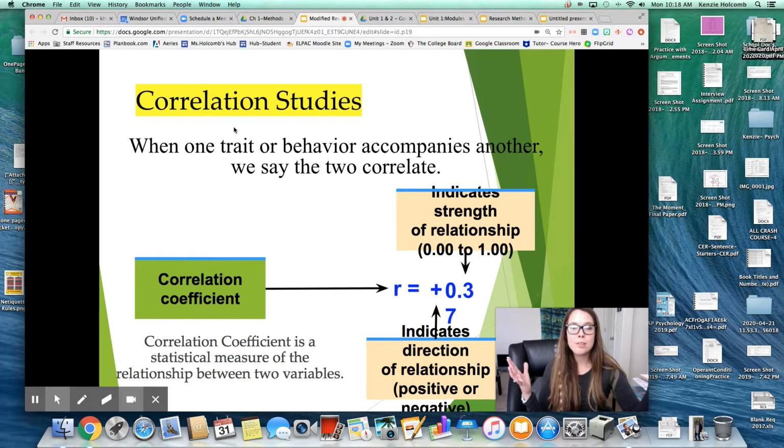So correlational studies are about how two things relate, right? So when one trait or behavior accompanies another, we say that they correlate or they have a relationship. If you want to say relationship instead of correlate, the variable for it is r. And I'll explain that in just a minute.